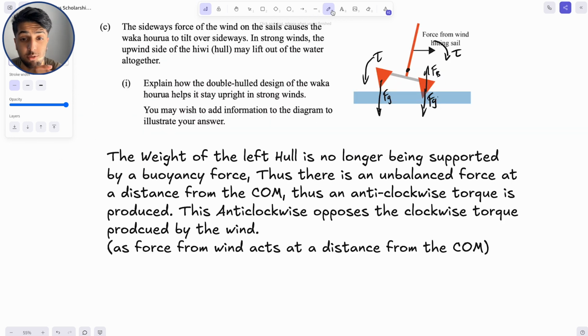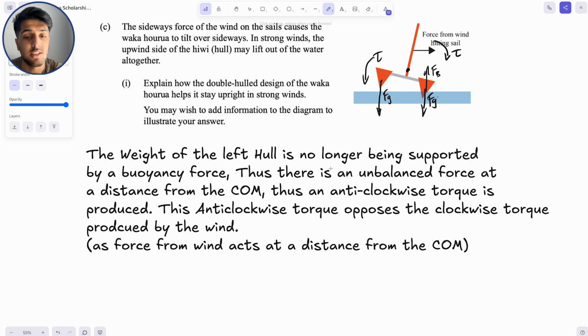Okay. The weight force of the left hull is no longer being supported by a buoyancy force, thus there is an unbalanced force at a distance from the center of mass. Thus there is an anti-clockwise torque being produced. This anti-clockwise torque opposes the clockwise torque produced by the wind, as the force from the wind acts at a distance from the center of mass also.